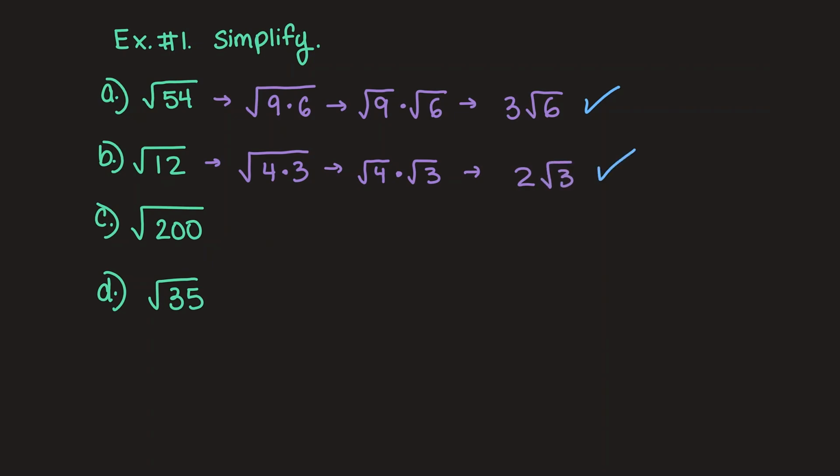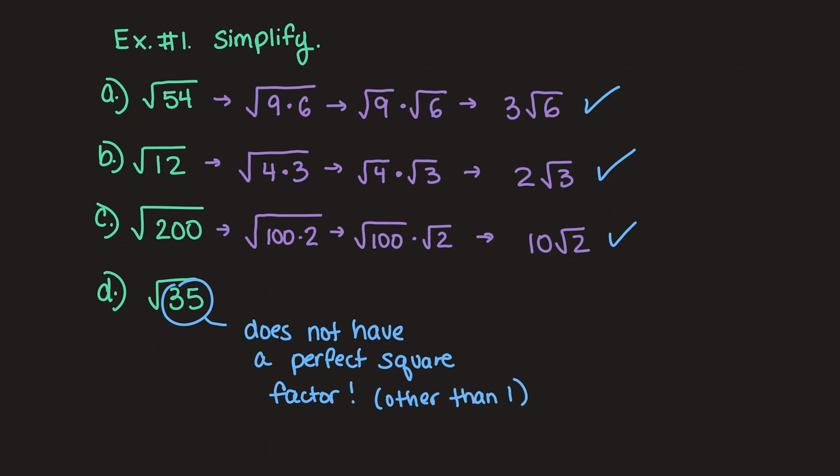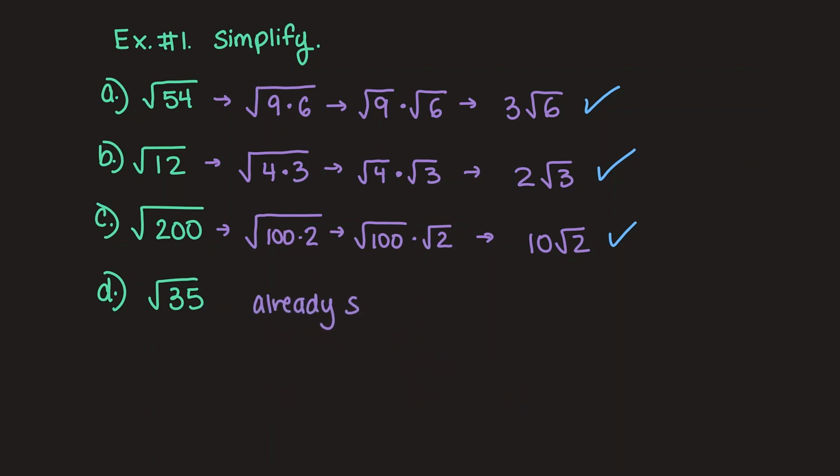And to simplify the square root of 200, notice that the radicand contains a perfect square factor of 100. Therefore, we can rewrite this as the square root of 100 times 2. And using the product rule, this becomes square root of 100 times the square root of 2, which simplifies to 10 times square root 2, or simply 10 square root 2. And for the last example, it looks like 35 has no perfect square factors other than 1. Therefore, this radical is already simplified.